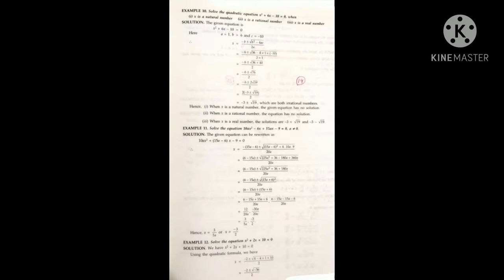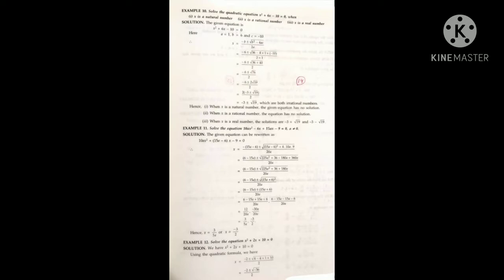See this question number 10. Solve the quadratic equation x square plus 6x minus 10 is equal to 0 when x is a natural number, x is a rational number, x is a real number, right? So just do the question first.